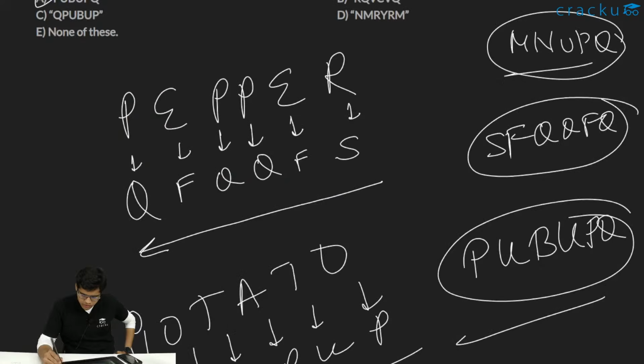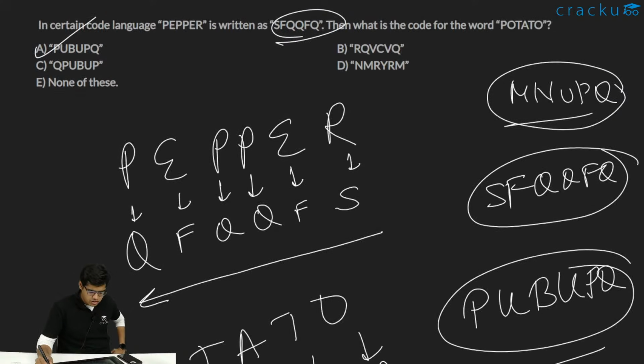Chalo. And the previous question. Ria asked to explain the previous question again. So Ria, it is a very simple thing. PEPPER. We just need to see the next letter which comes after P, E, or R. After P, the next letter is Q. After E, it is F. After R, it is S. So we are getting a code which is QFQQFS. But the actual code is SFQQFQ.